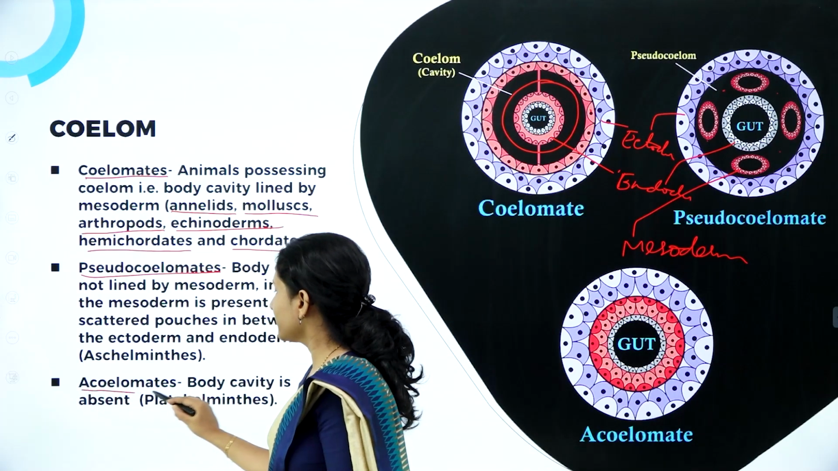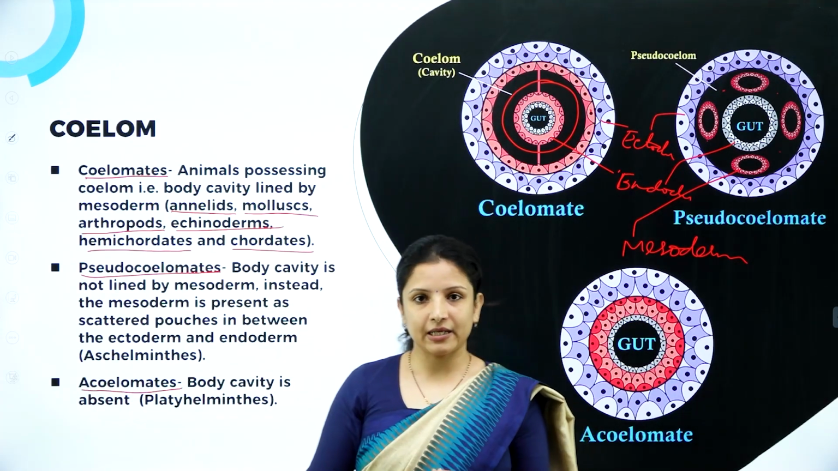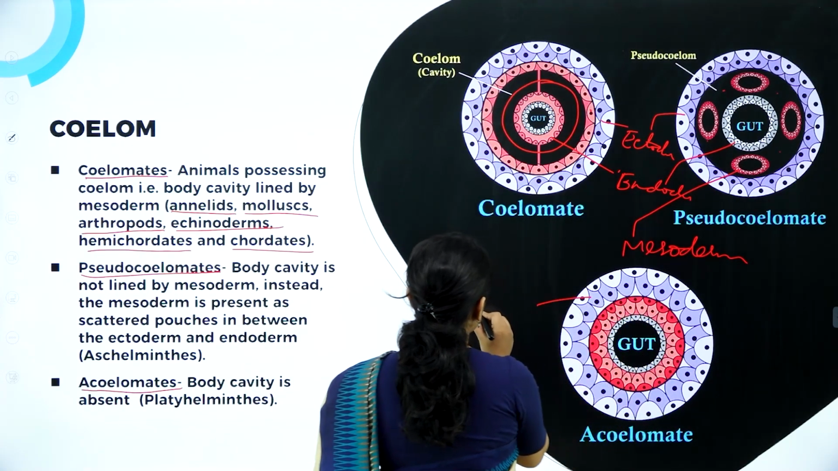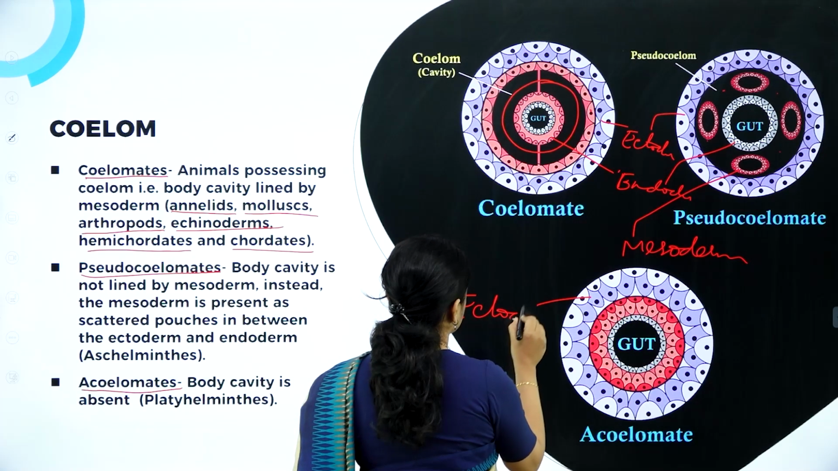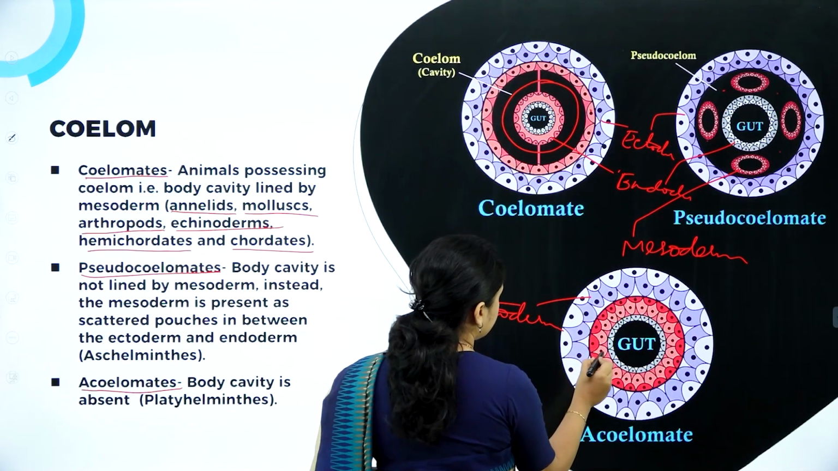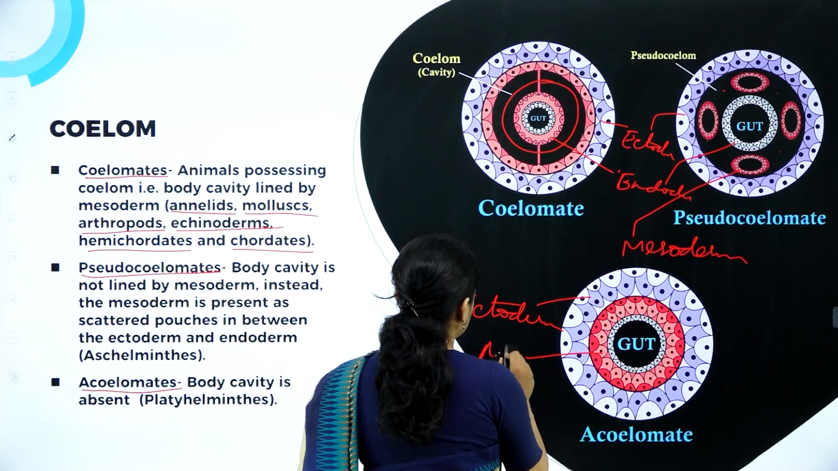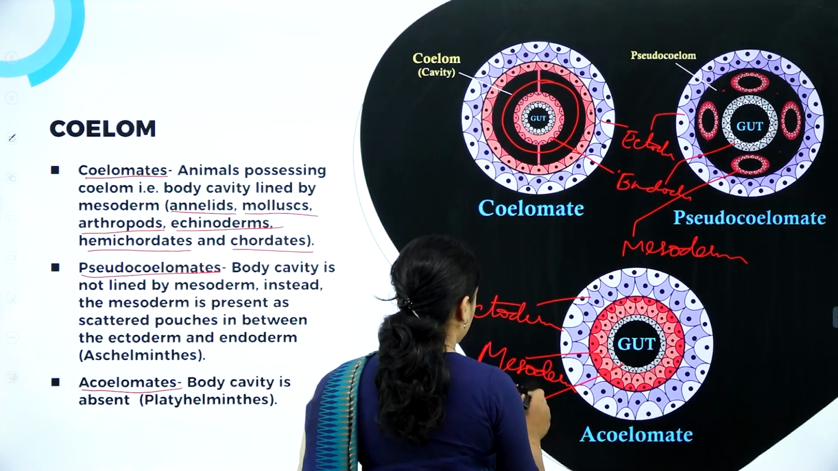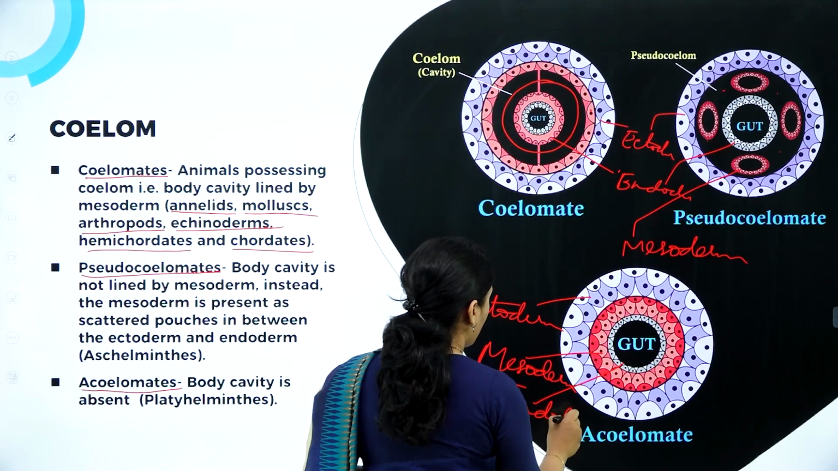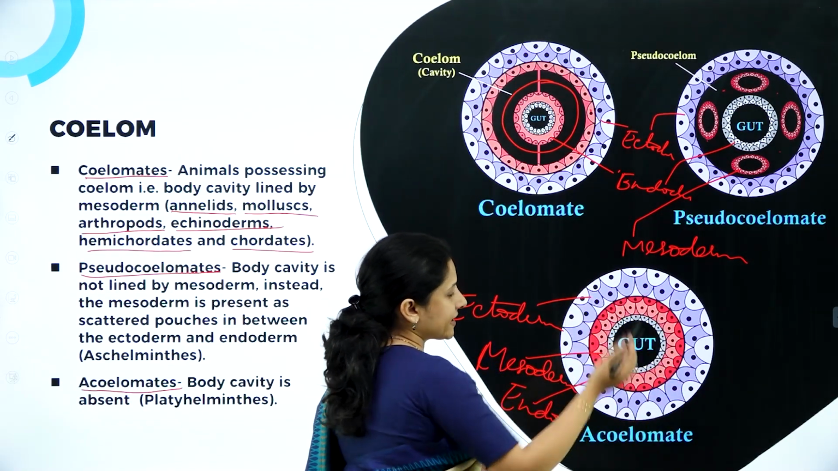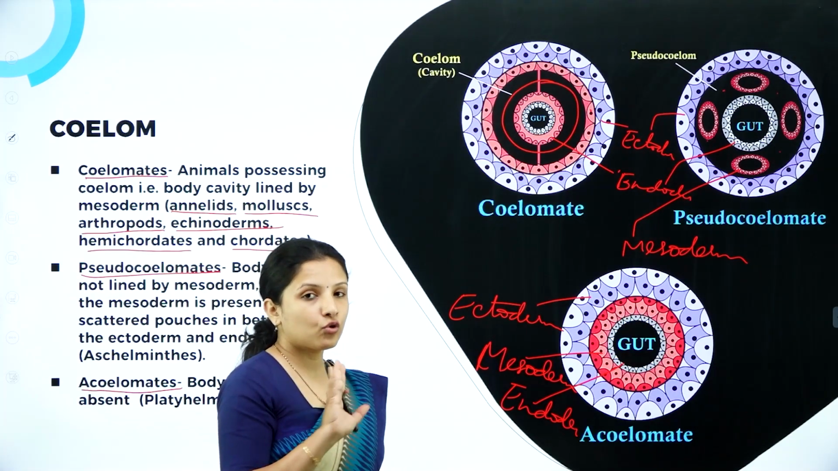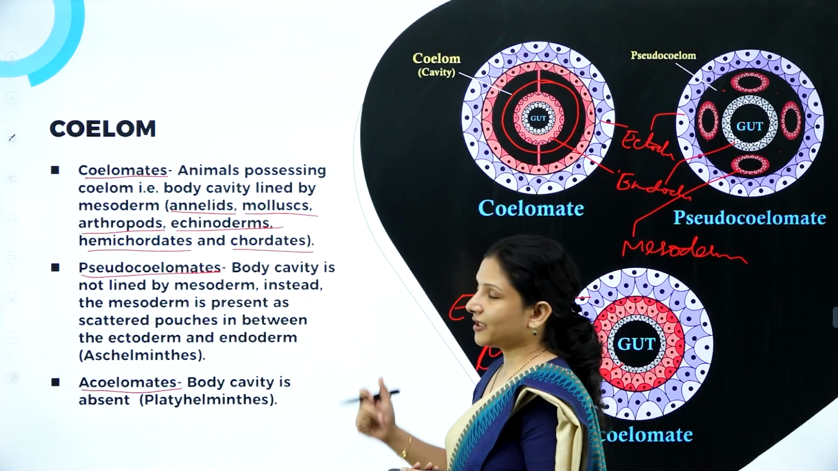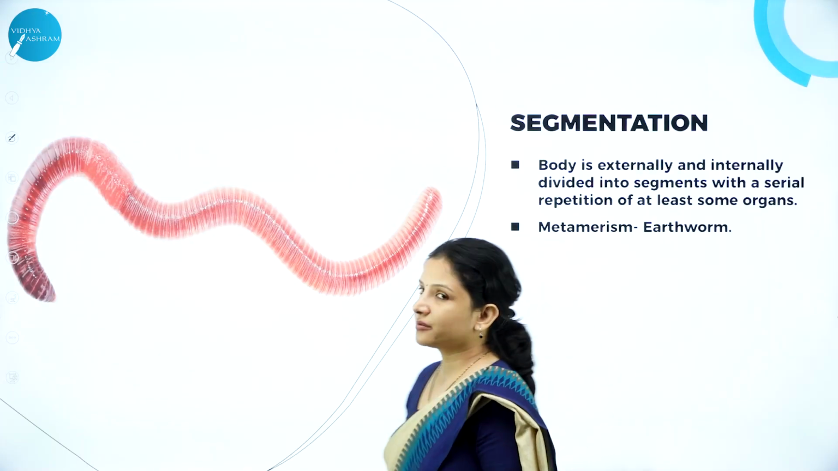Next, acoelomate means the body cavity is absent. Example in platyhelminths. So there is the ectoderm, then comes the mesoderm and the endoderm. Because all the three layers have complete arrangement of cells, they don't have a cavity. Therefore it is an acoelomate. So based on the coelom also, classification of organisms is done.